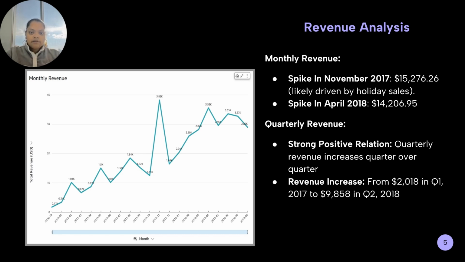Additionally, a general upward trend in revenue was evident over time. Quarterly revenue analysis further confirmed this growth, showing a strong positive trajectory quarter over quarter. For instance, revenue increased from $2,018 in quarter one of 2017 to $9,858 in quarter two of 2018. Now I'm going to pass it down to Shibi, who will discuss location and rating trends.